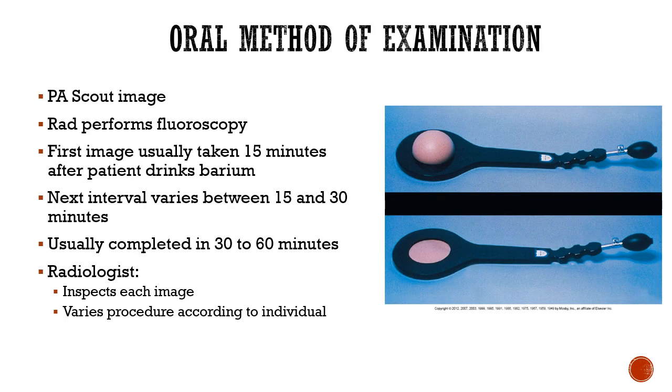So for the oral method of examination, we're going to do a PA scout image. The radiologist performs fluoroscopy. The first image is usually taken within 15 minutes after the patient drinks barium. The next interval varies between 15 to 30 minutes, and it's usually completed in 30 to 60 minutes. Many times we have to use the compression paddle to visualize the ileocecal valve. The radiologist inspects each image, and the procedure varies upon the individual.